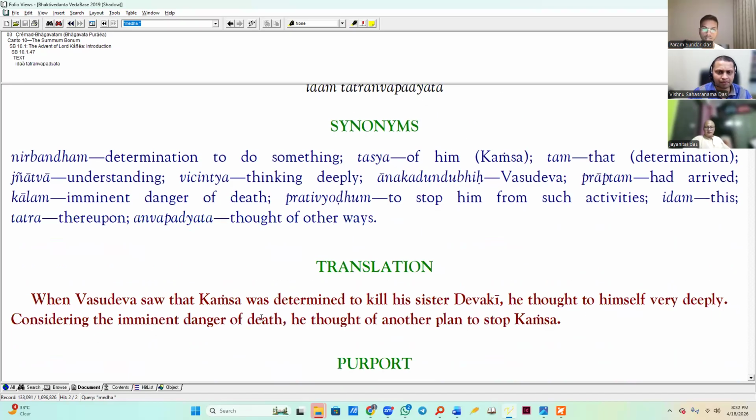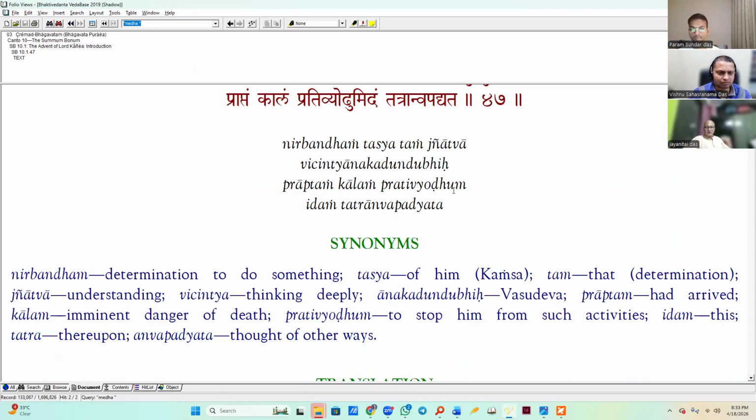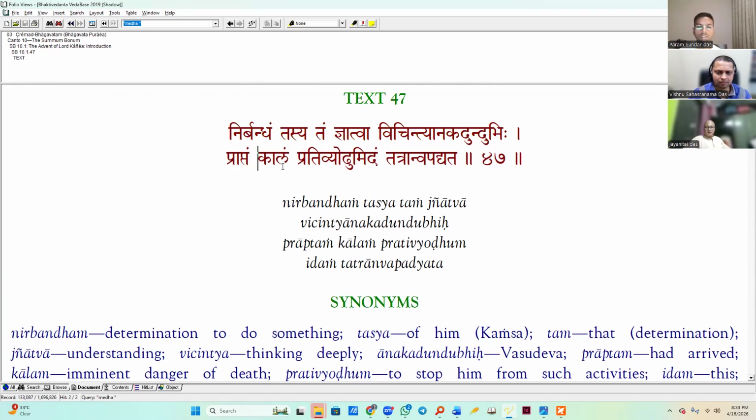So when Vasudev saw that Kansa was determined to kill his sister Devaki, he thought to himself very deeply, considering the imminent danger of death, he thought of another plan to stop Kansa. So Tatra Prativyodhum Anvapadyata. He thought of some other ways to stop that situation. Praptam Kalam is like Praptam Mrityum. Here Kala is Mrityu. Now death is standing in front of me, so I have to devise some other plan so that I can stop this from happening.